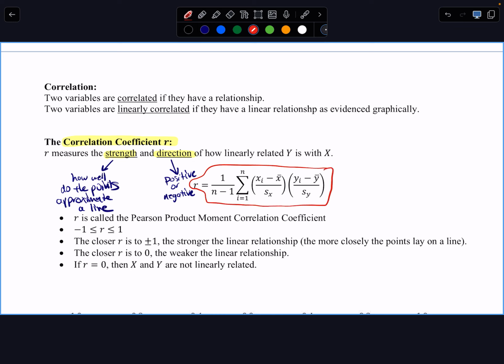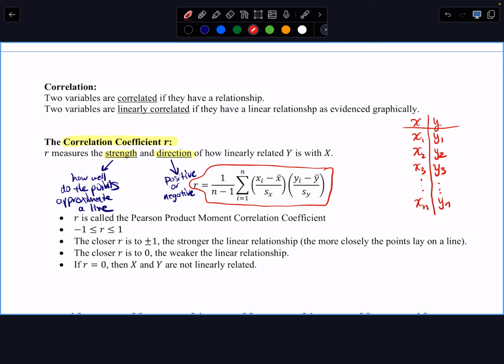It's a pretty long formula. It's 1 over n minus 1 times the sum from i equals 1 to n. What we're going to do is go to every single point. Remember, we have paired data. So if we were to look in our data set, we're going to have an x variable and a y variable. The first individual will have the ordered pair x1, y1, the second individual x2, y2, and so on and so forth, till we get to the last individual in our data set.